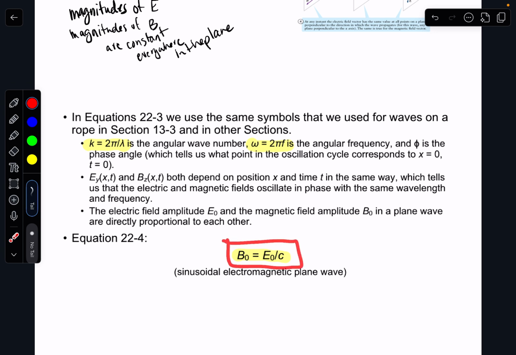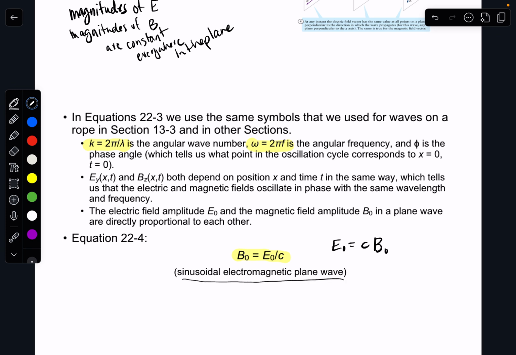in this way. I'll spare you the derivation of this equation. I'm just going to show it to you. The E field magnitude and the B field magnitude are related to each other through the speed of light. So the B field is equal to the E field over c, and then we can express it in terms of the E field: the E field is equal to cB. So that's always true for electromagnetic sinusoidal plane waves.